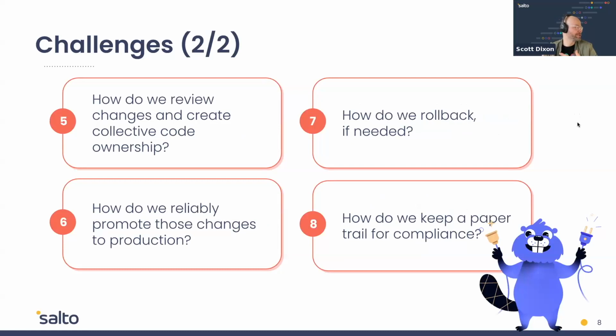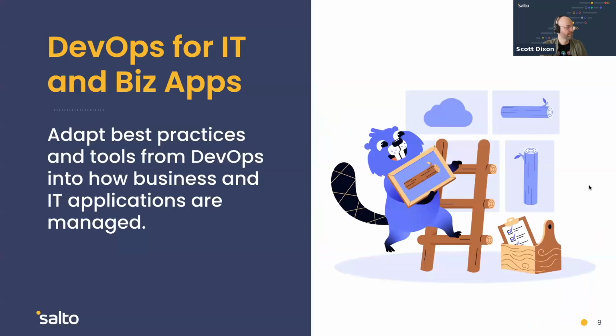Now, a couple other challenges are, how do we review changes that are happening to production? And how do we create a collective code ownership? How do we reliably promote these changes to production? And then how do we roll back or revert changes if necessary? And how do we keep a paper trail for compliance? Now, what we wanted to do here at Salto is take all the best practices and tools from DevOps methodologies and put them into the business and IT applications.